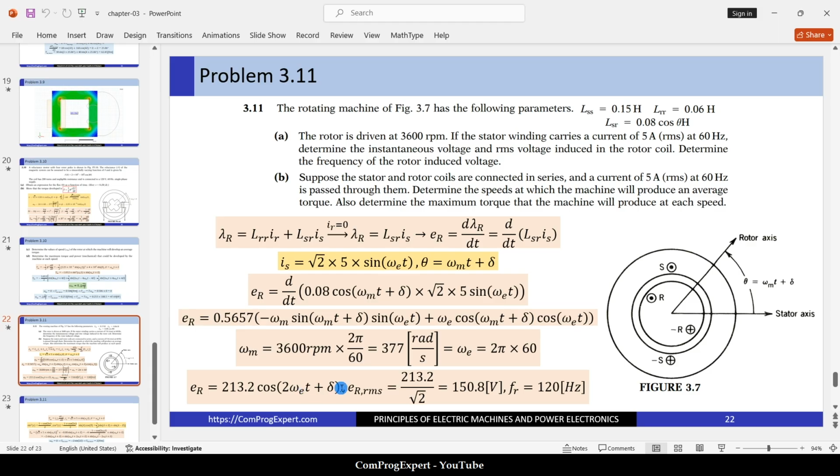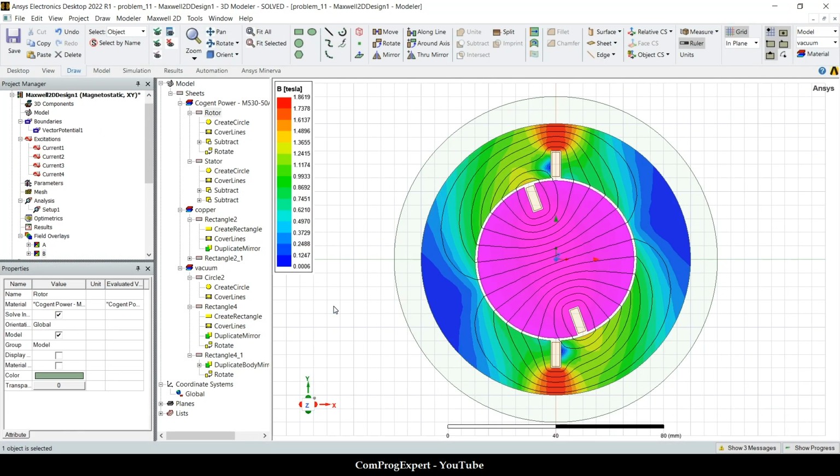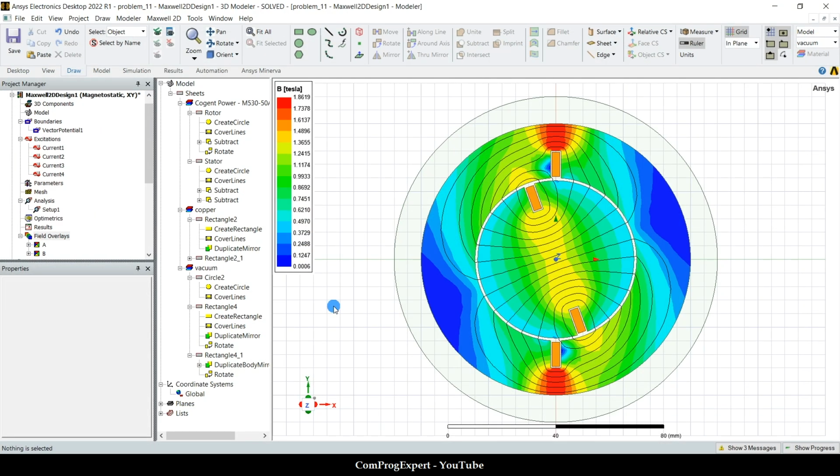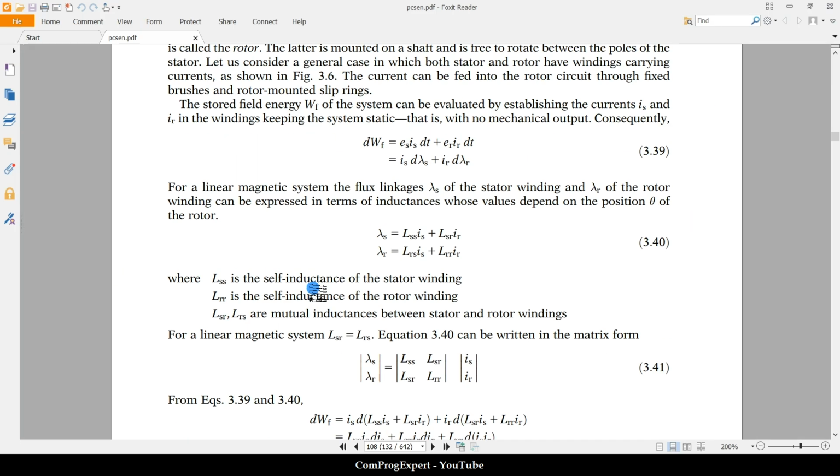You can prove this mathematically, but we have this important point. You know that if the rotor is stationary, the frequency of the induced EMF will be the same as the frequency of the stator winding. But when we have movement, the frequency is different. So let's check the numbers here.